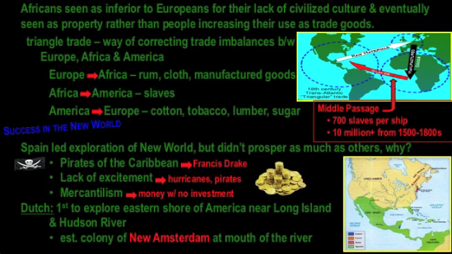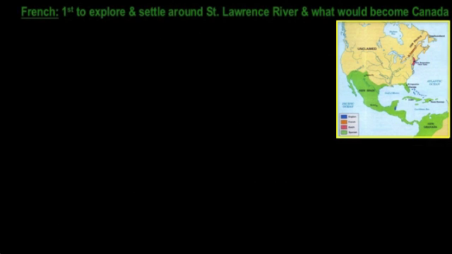Now, eventually they will establish a colony there at the mouth of the river called New Amsterdam, but later on that colony will be overrun and seized by the British, who will rename it New York. Now the French, on the other hand, are the first to explore and settle around the St. Lawrence River area that would eventually become Canada.